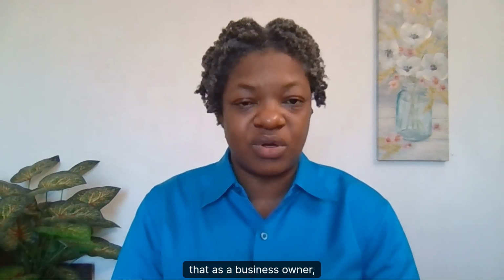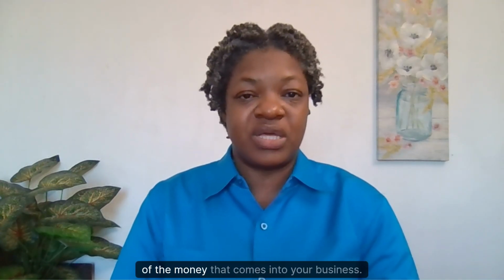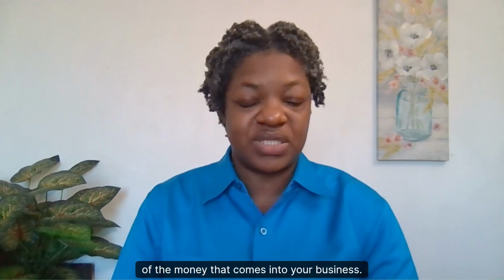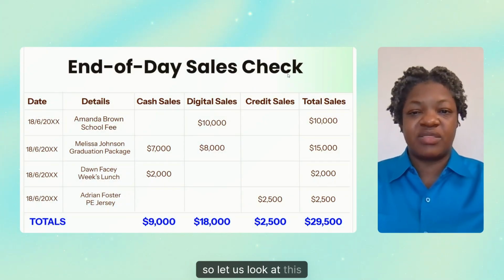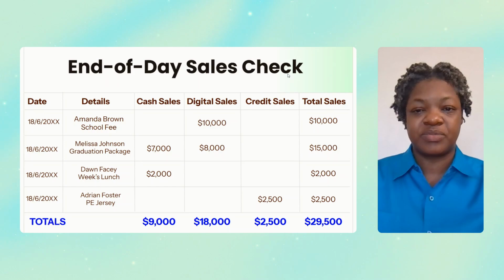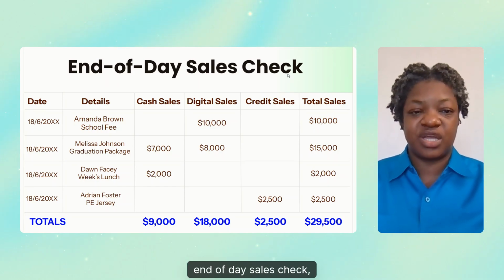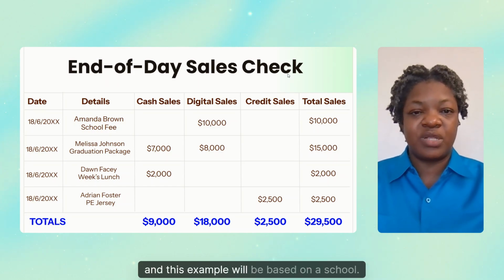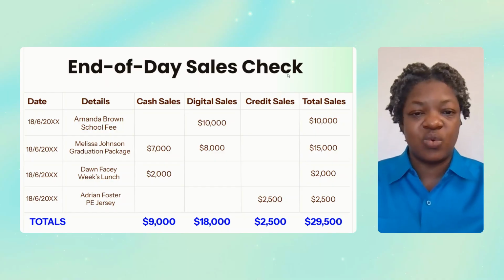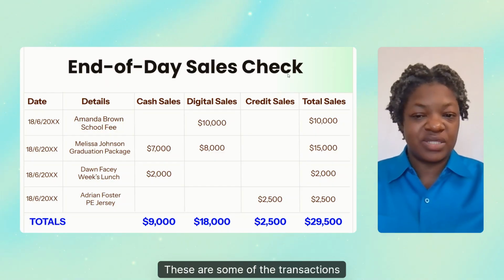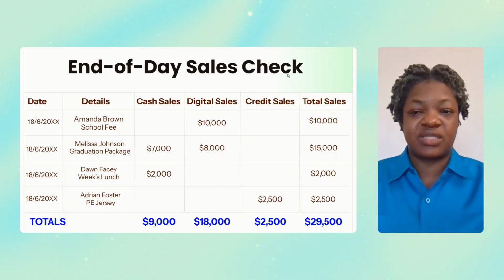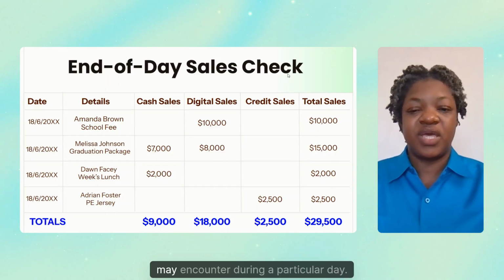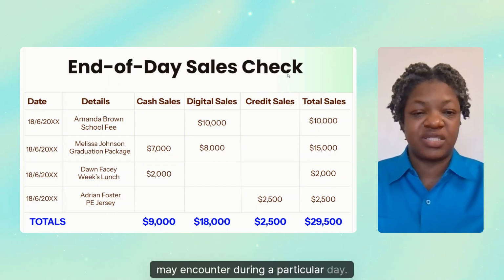So ensure that as a business owner, as an entrepreneur, you are keeping daily records of the money that comes into your business. So let us look at this simple example. End of day sales check. And this example will be based on a school. These are some of the transactions that this schoolmaster may encounter during a particular day.